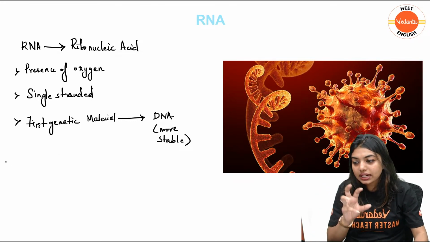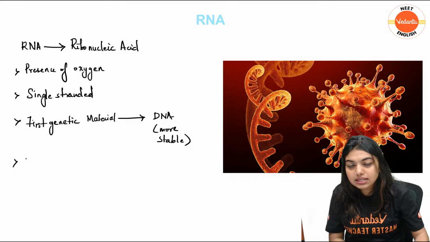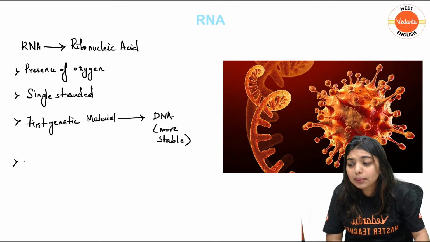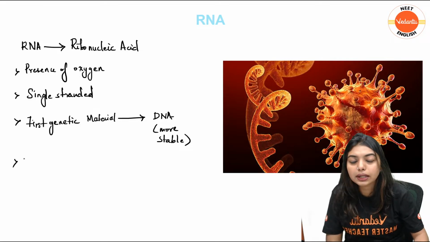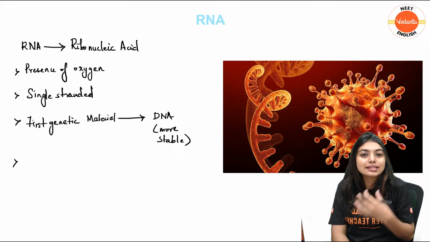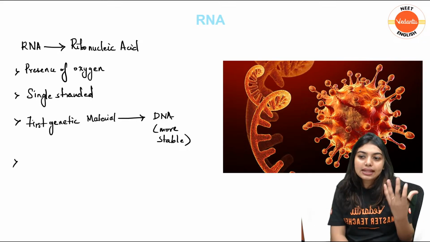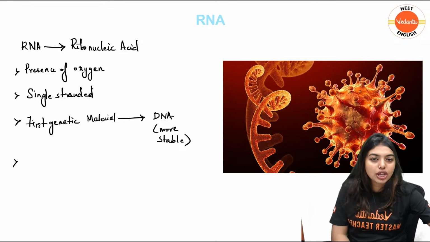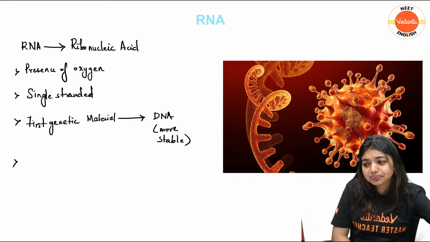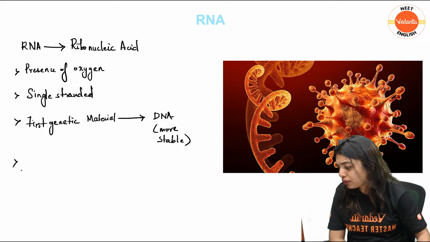RNA is a single stranded structure. It also has nitrogenous bases and all that. But because it is single stranded, it does not hold the stability that DNA has. That is the reason why this is not a genetic material. So far good?